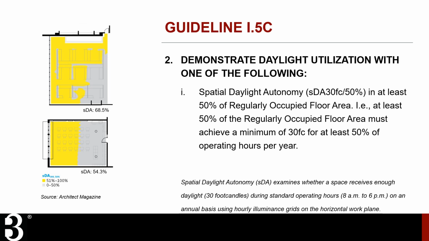For compliance with the B3 guidelines, projects must achieve spatial daylight autonomy in at least 50% of their regularly occupied floor area. In other words, at least half of their regularly occupied floor area must achieve a minimum of 30-foot candles for at least half of the operating hours. This image shows the SDA results for 2 classrooms, both of which would be compliant with B3 guidelines.